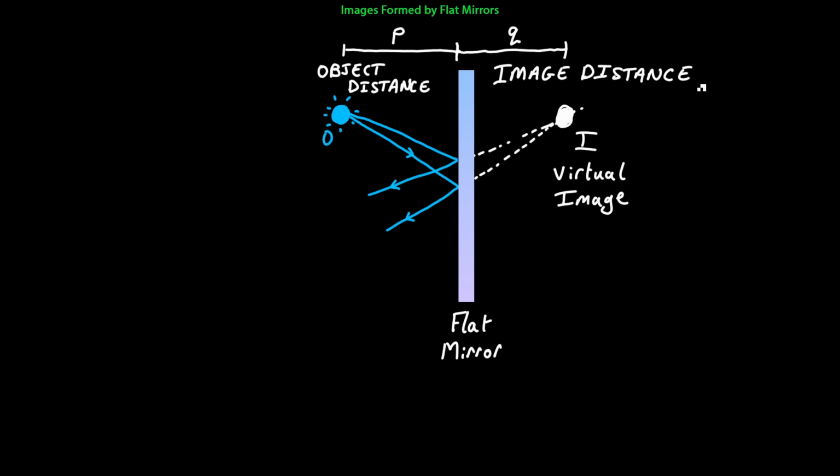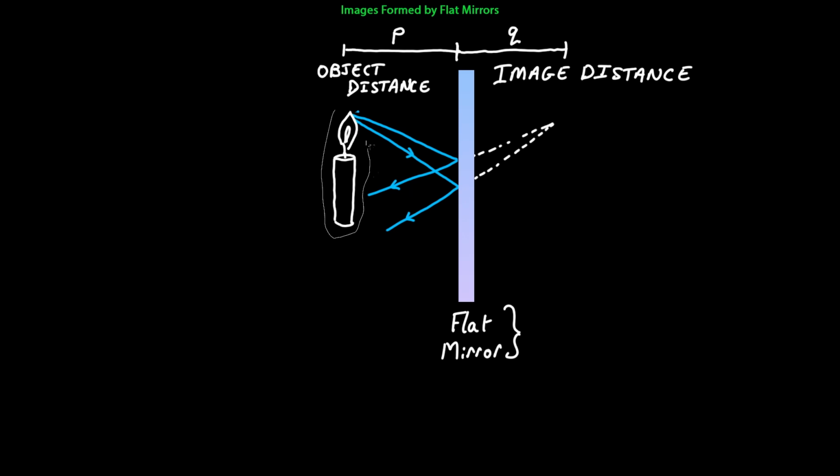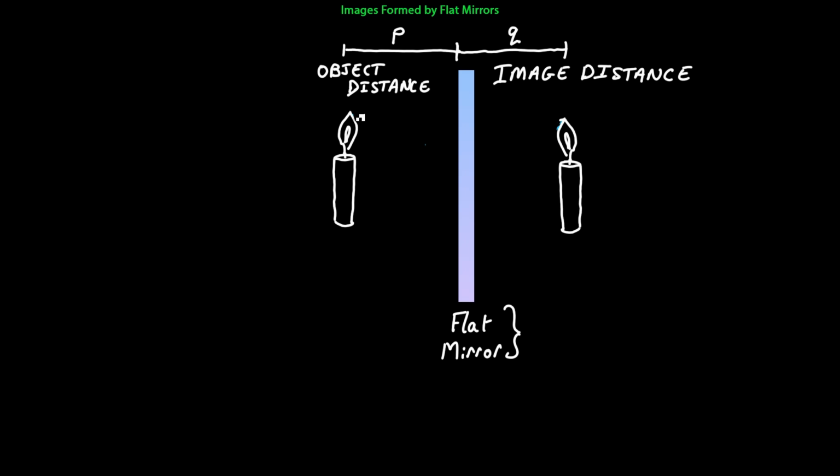So we've got the object distance in front of the mirror and the image distance behind the mirror to the virtual image. And for flat mirrors, the image distance is always the same as the object distance. Another property of flat mirrors is the virtual image is the same size as the object. So for example, if we have a candle in front of a mirror and we trace out two rays of light from a single point on the candle, it could be anywhere on this candle, it doesn't matter. We only need two beams to locate the same point on the virtual image.